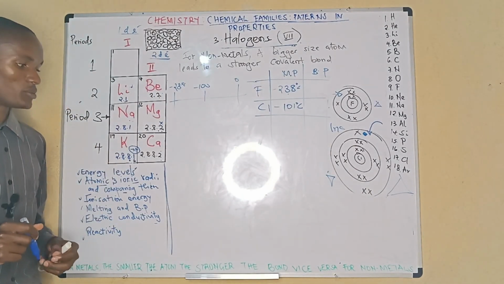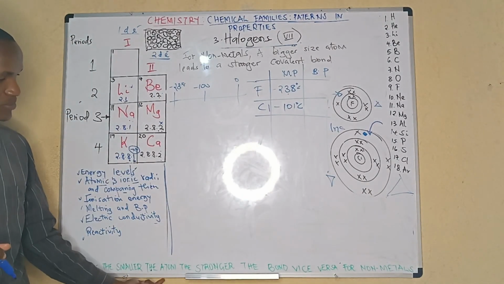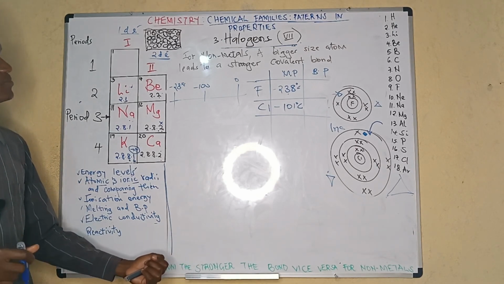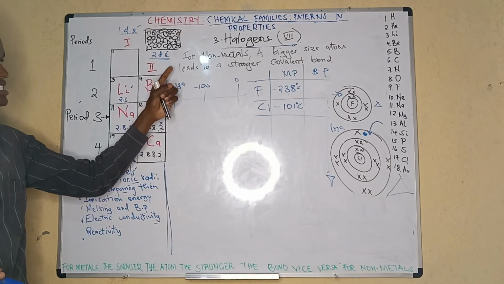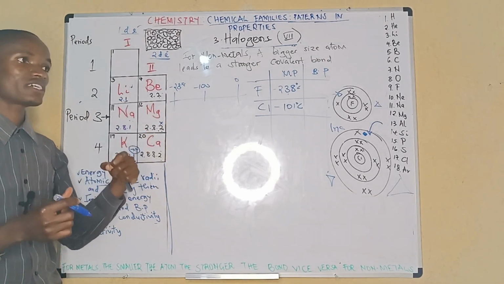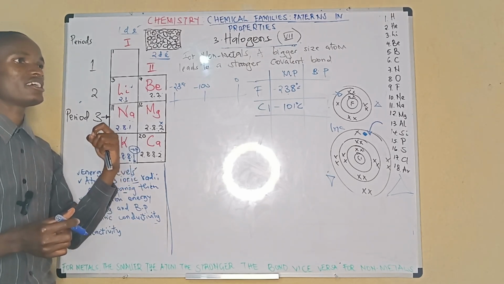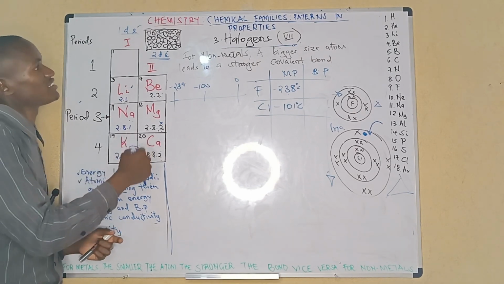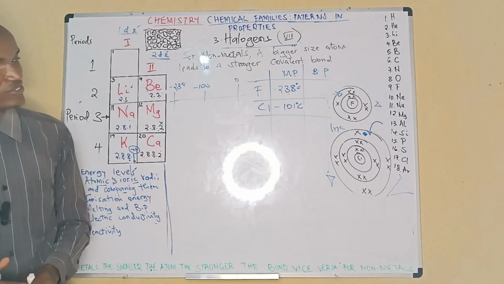Increase down the group. This statement seems to be very helpful, even with the vice versa, because the vice versa simply means the opposite. That for metals, the smaller the atom, the stronger the bond. But for non-metals, the bigger the atom, the stronger the bond. It is the opposite. I want to repeat that. Maybe you can take note of it.